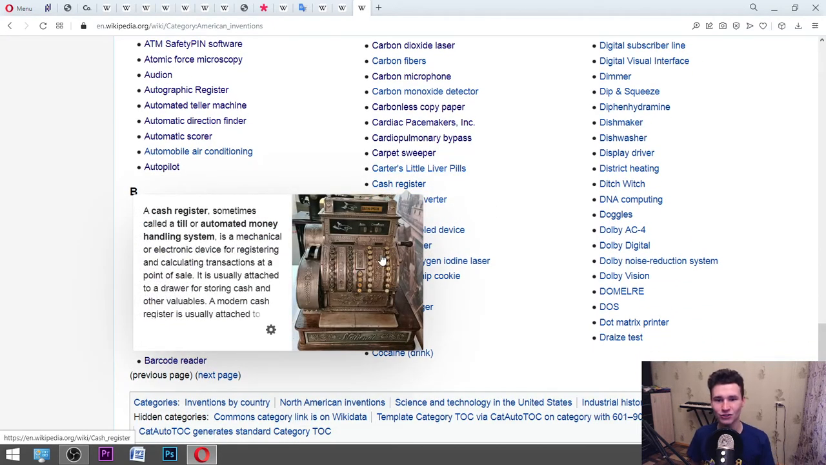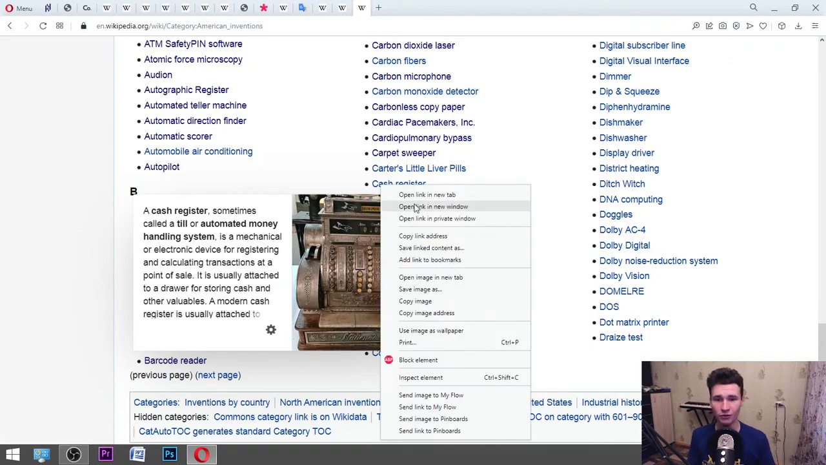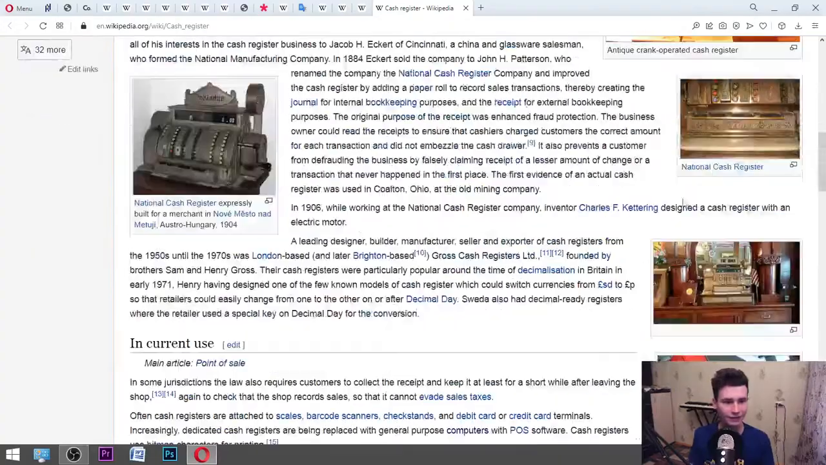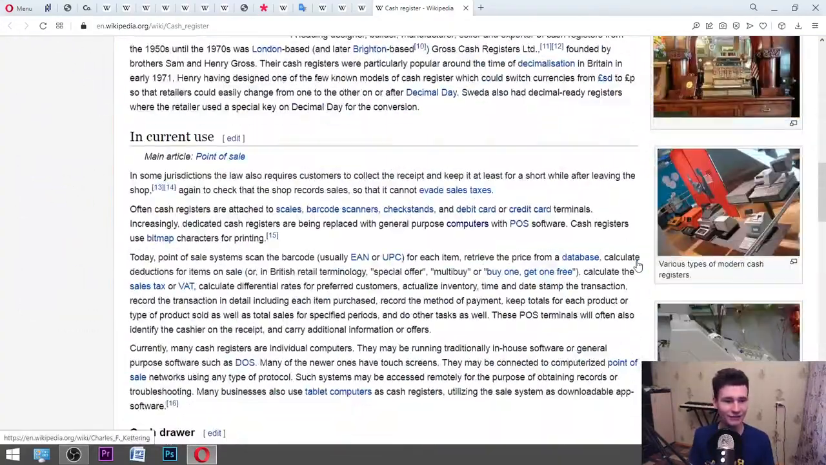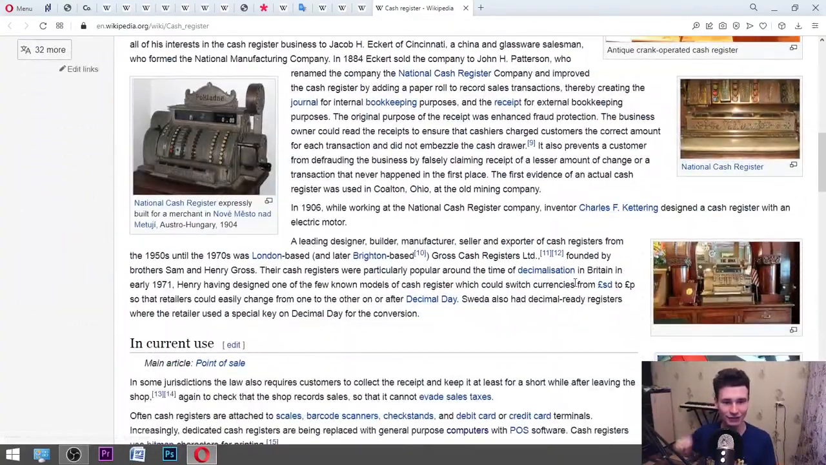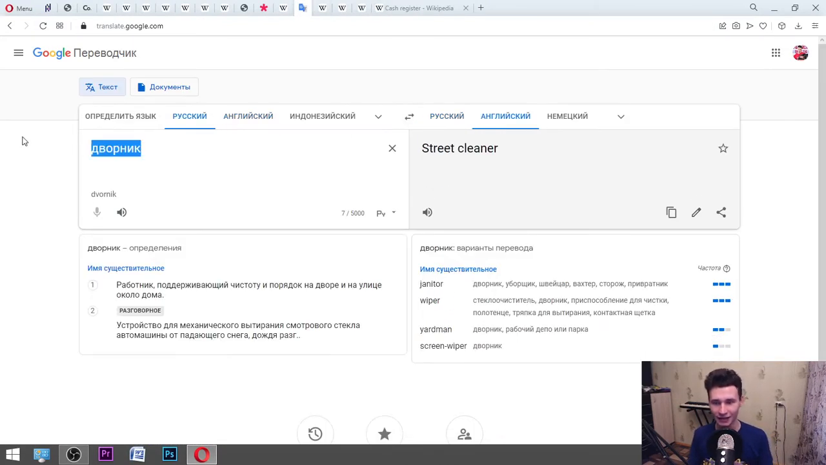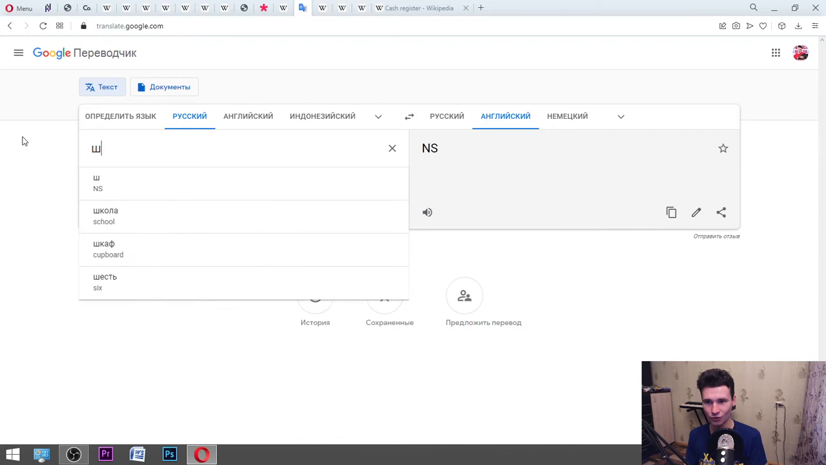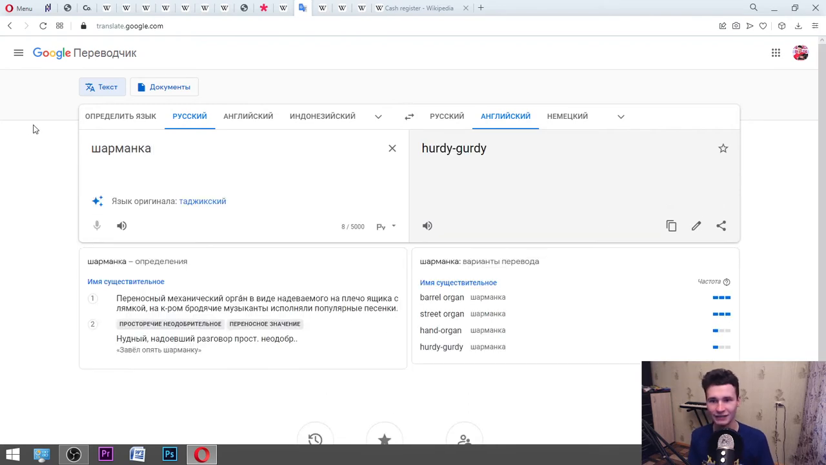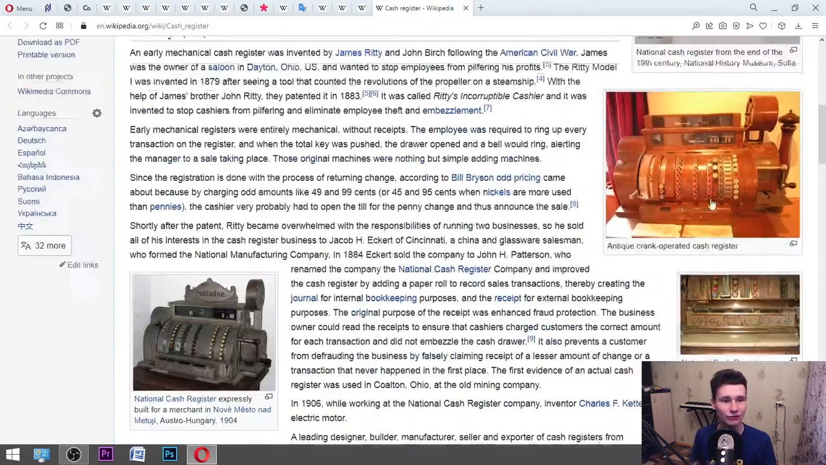And cash register. Wow, interesting form, look at this. It is like calculations, and it is like a music box. And in Russian we have sharmanka. Sharmanka, it is the word for it, sharmanka, and it is hurdy-gurdy, barrel organ, street organ, hand organ, and it looks really the same.